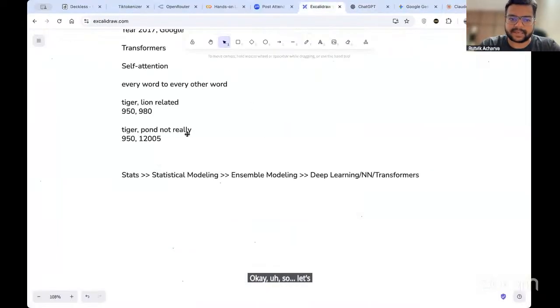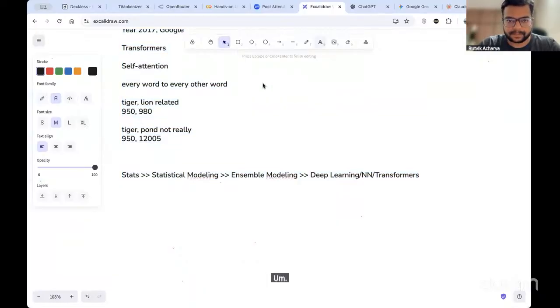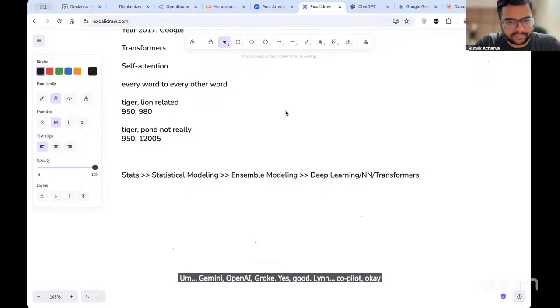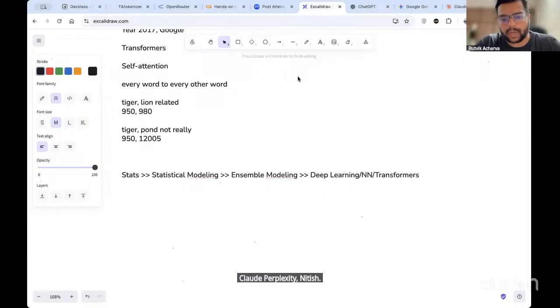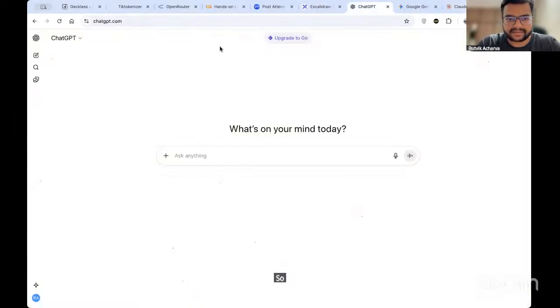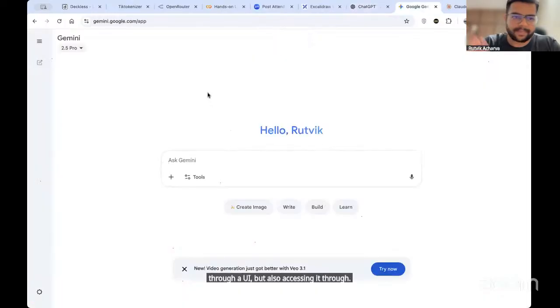So I'll explain it this way. Gemini, OpenAI, Grok. Yes, good. Lin, Copilot. Okay. Lin, thank you for that. Claude, Perplexity, Nitish, Ollama. Okay, perfect. Good. So yeah, you have been accessing it not just through a UI, but also accessing it through an API or downloading it on your own system, right?